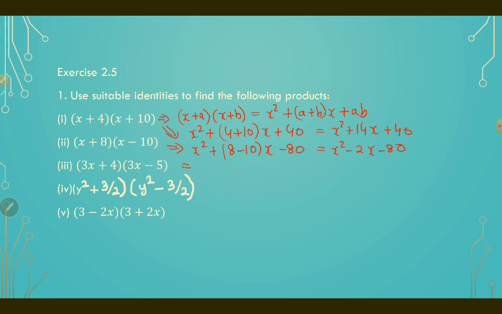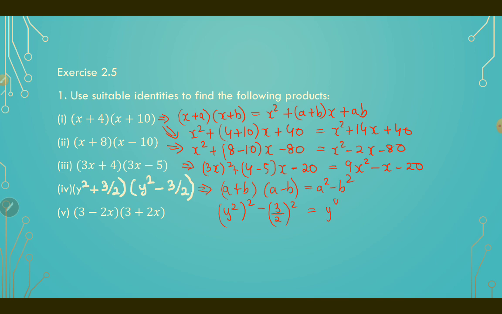This is also the same identity, (3x) the whole square plus (4 minus 5) the whole into x minus 20. That is 9x square minus x minus 20. This is a different identity, (a plus b)(a minus b), which is nothing but a square minus b square. So (y square) the whole square minus (3 by 2) the whole square. That is y raised to 4 minus 9 by 4.